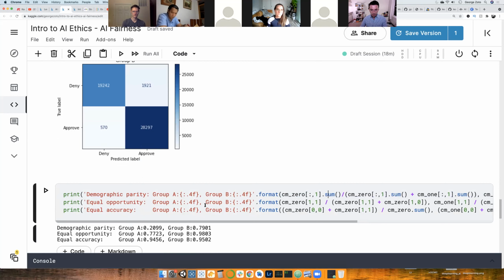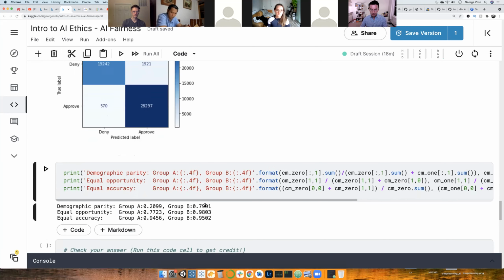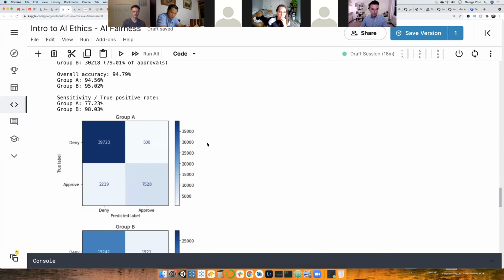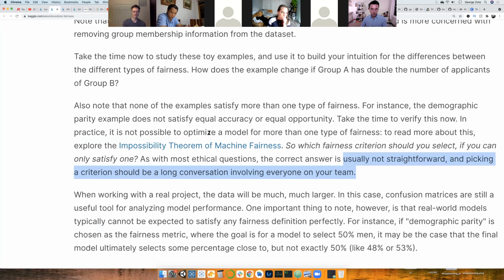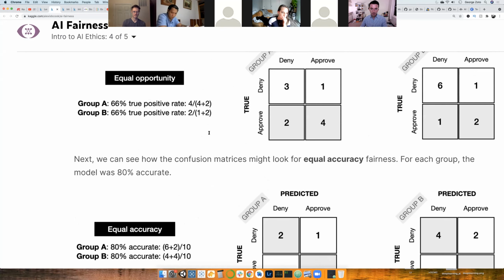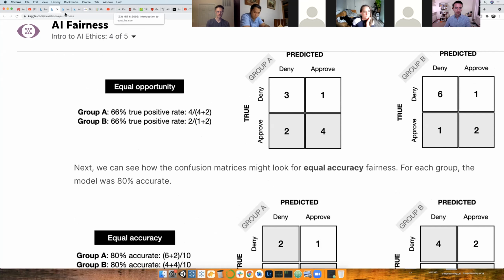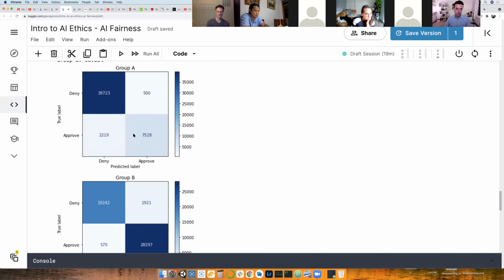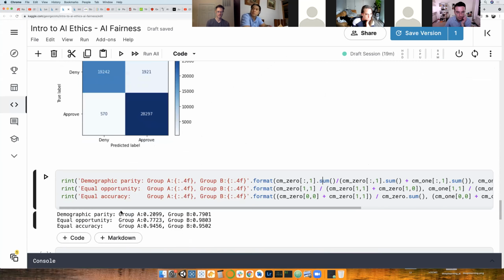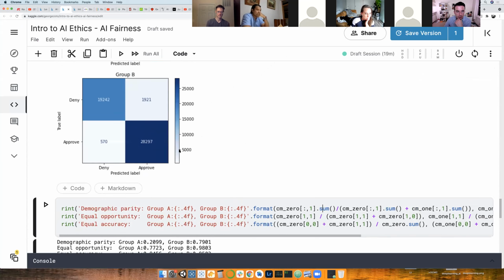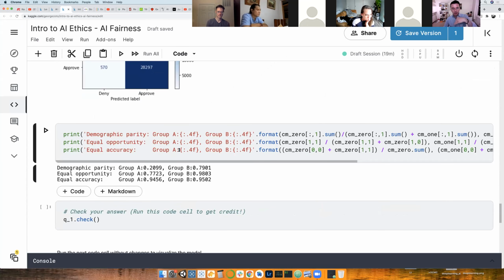When we're looking at equal opportunity, we want to look at, if we go back to our chart here, equal opportunity means the true positive rate over the sum of the rows. So the true positive rate over the sum of the rows here and here, and that is 77% and 98%. So we're definitely not being fair there as well. And the last one is looking at the equal accuracy, which is looking basically just at the diagonal entries. That is closer to what it should be.